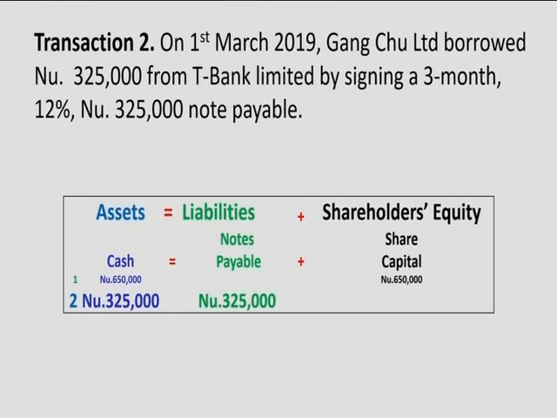In the form of cash, 325,000 Newton will be increased on the asset side and the liability is being created on the right hand side of the equation. Now liability has been increased by 325,000 because you have to pay this money to Tashi Bank after 3 months with 12% interest. Today on 1st March, you have increased cash in your business by 325,000. So on the asset side you have 325,000 cash, and on the liability side you have an increase in liability by 325,000. So the accounting equation again is balanced.